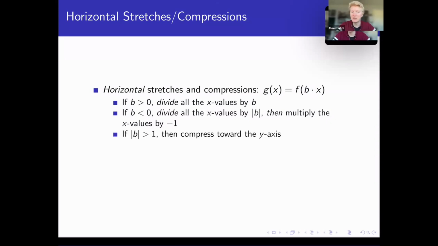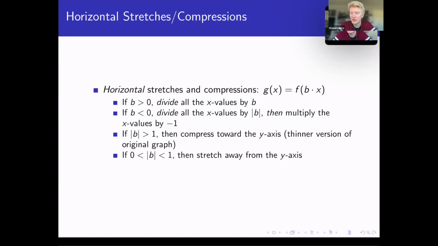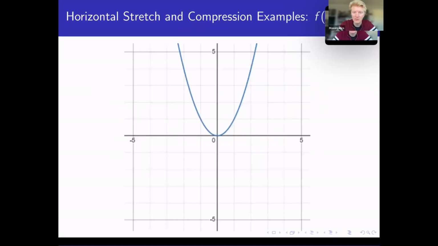If your b is bigger than 1, then you compress toward the y-axis. And this is kind of hard to picture. Its meaning isn't perfect here in algebra. We need trigonometry to really see the difference here. But for now, yes, if your b is bigger than 1, you are compressing toward the y-axis. You're getting thinner. But if your b is a fraction between 0 and 1, then you would stretch away from the y-axis and you would get a wider version of the original graph.